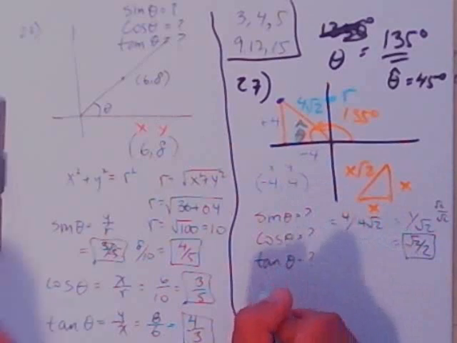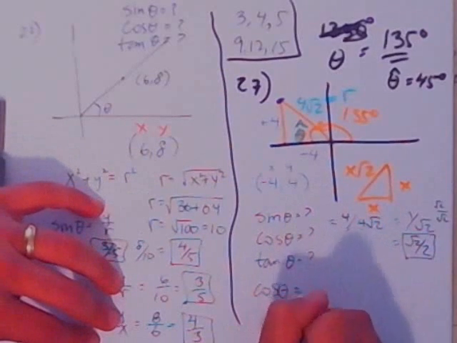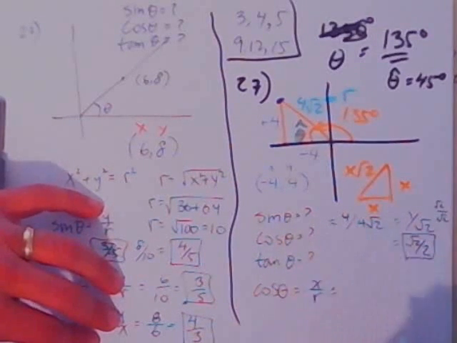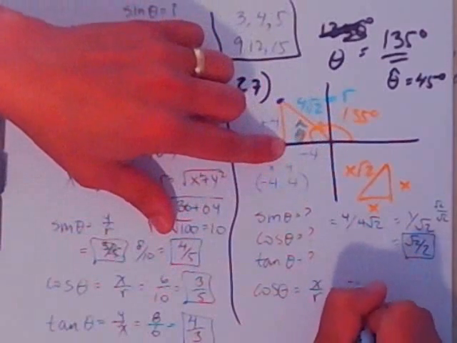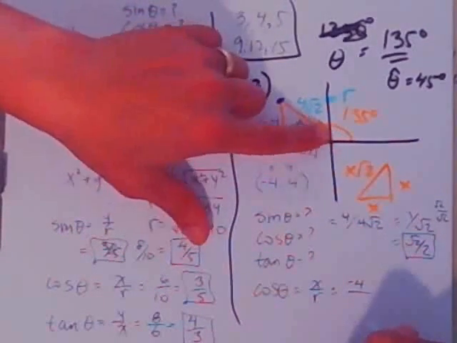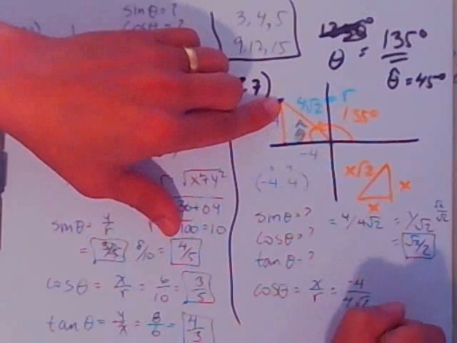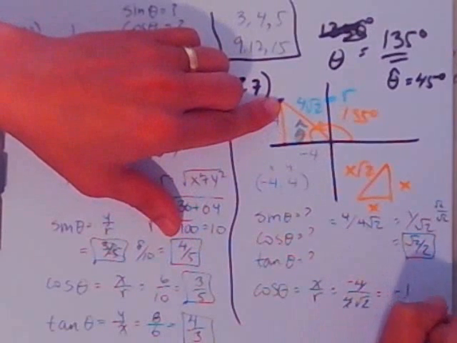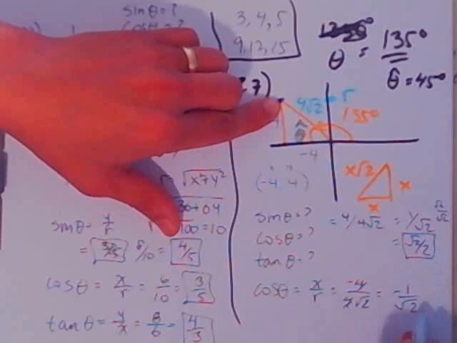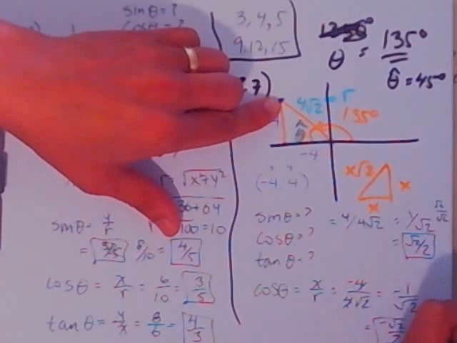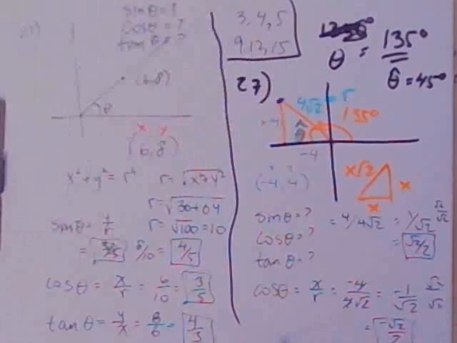The cosine of the angle is equal to x over r. My x value is negative 4. My radius is going to be 4 root 2. These cancel, you get negative 1 over root 2. Multiply top and bottom by root 2 over root 2. You get negative root 2 over 2. Don't forget, if I multiply root 2 times root 2, it's just 2 right here. So that's the cosine. I'm sure you can find out what the tangent is.